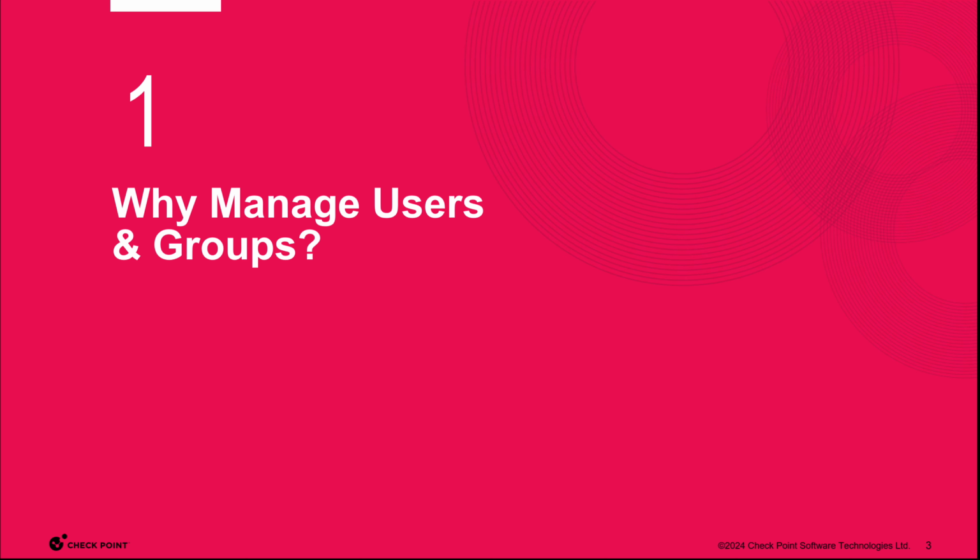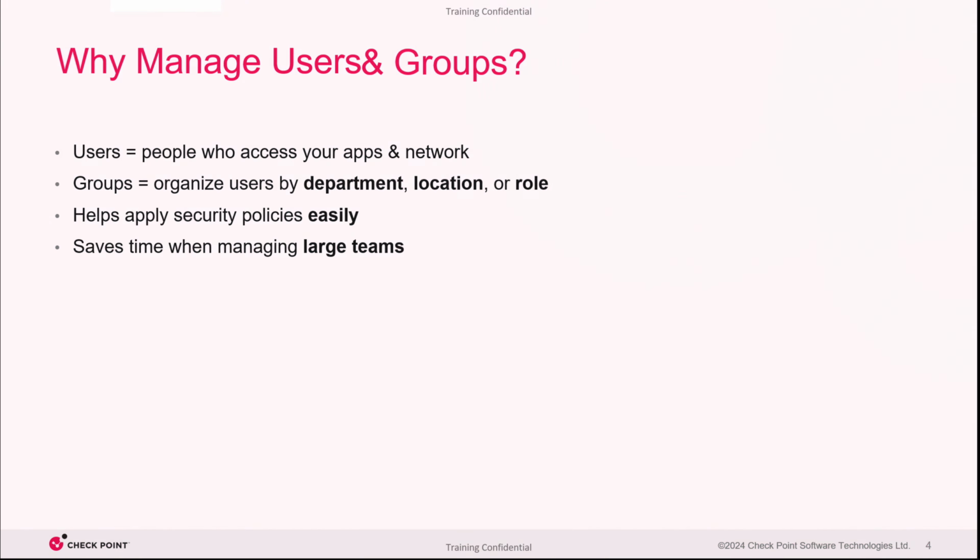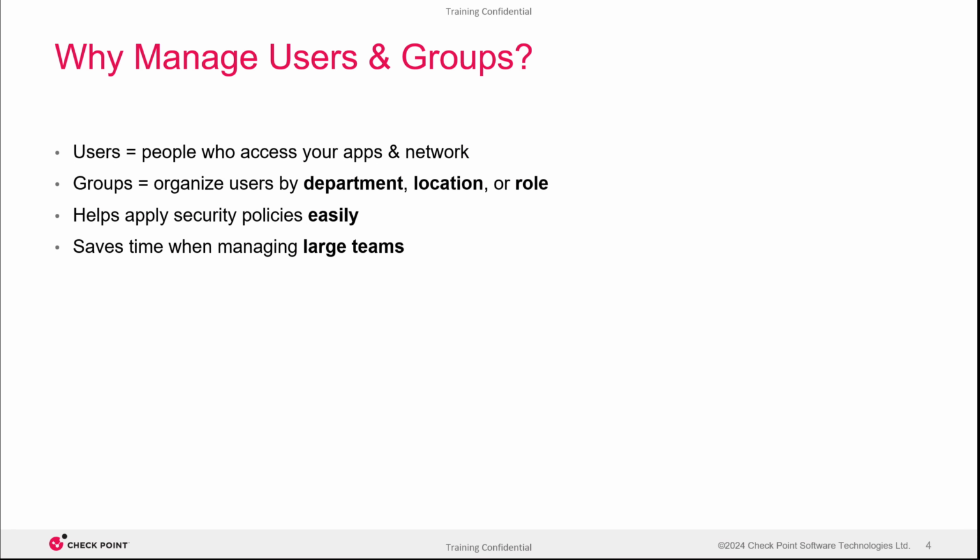So why manage users and groups? Before we dive into the steps, let's understand why managing users and groups is so critical. Users are people who access your applications and network. Groups help you organize these users by department, location, or role. This structure makes it easier to apply security policies consistently and save time when managing large teams. Instead of configuring policies for each user individually, you can apply them to an entire group in one go.